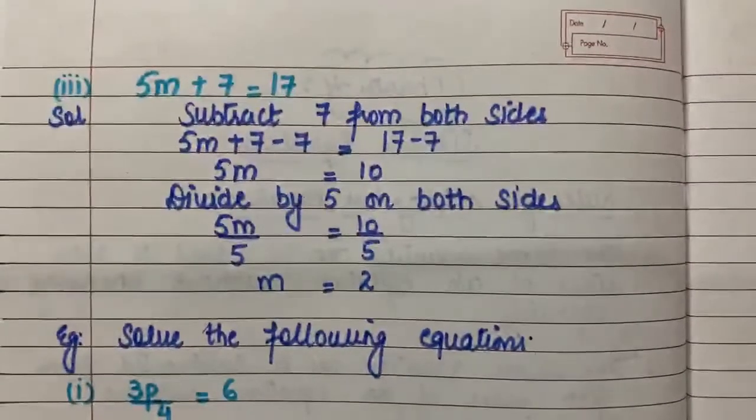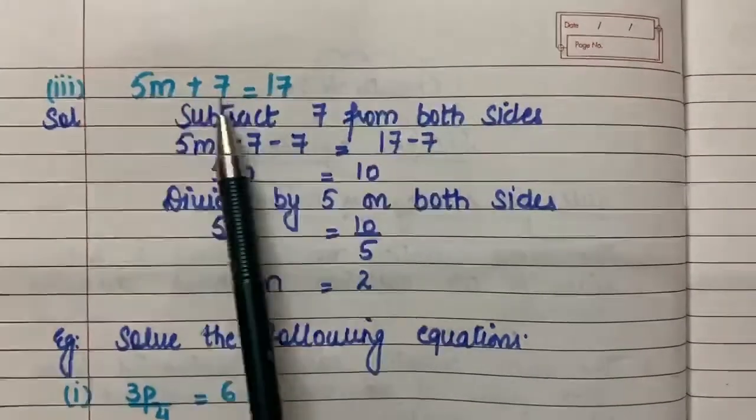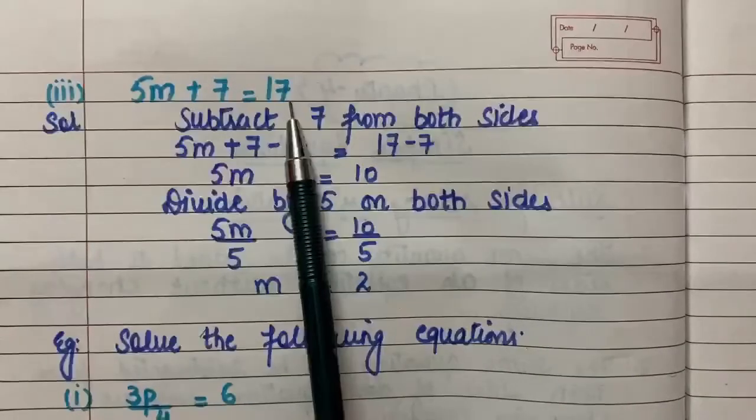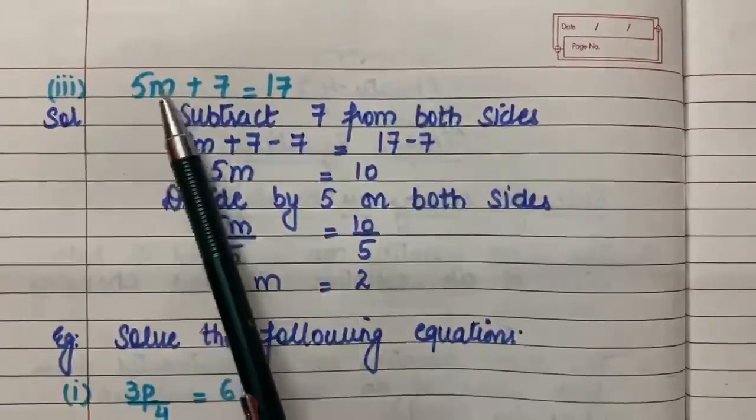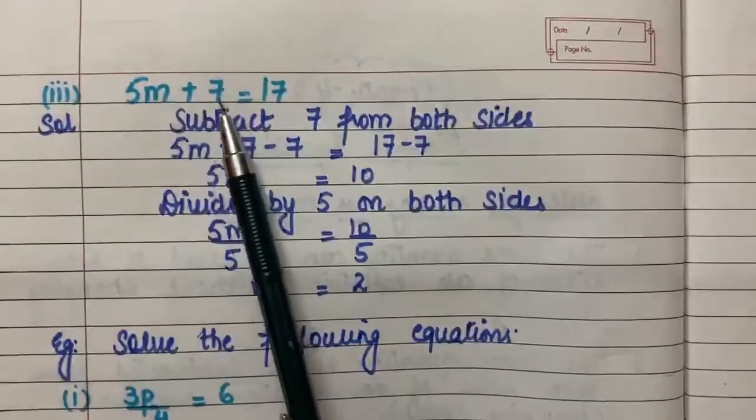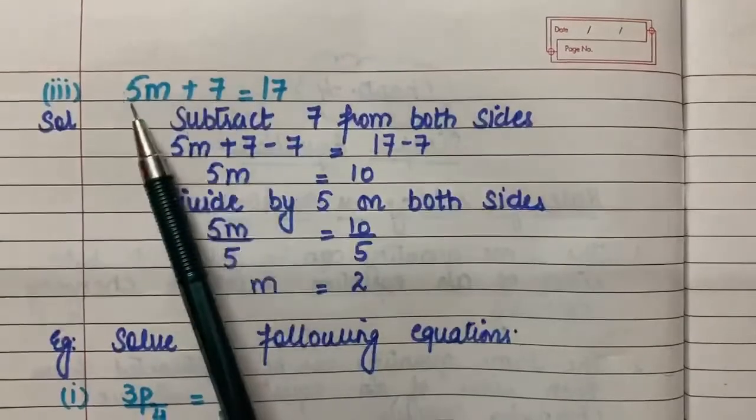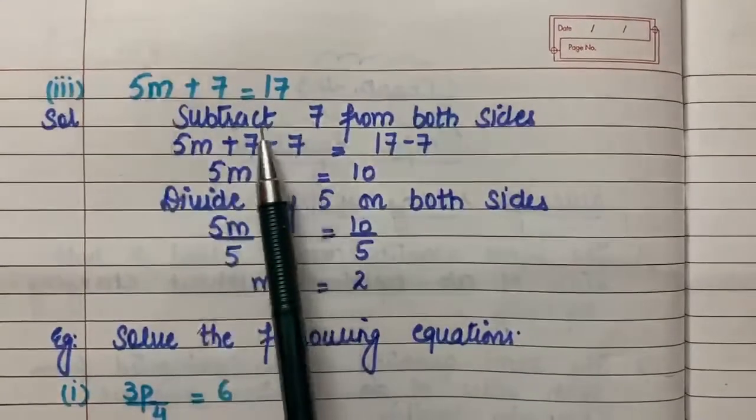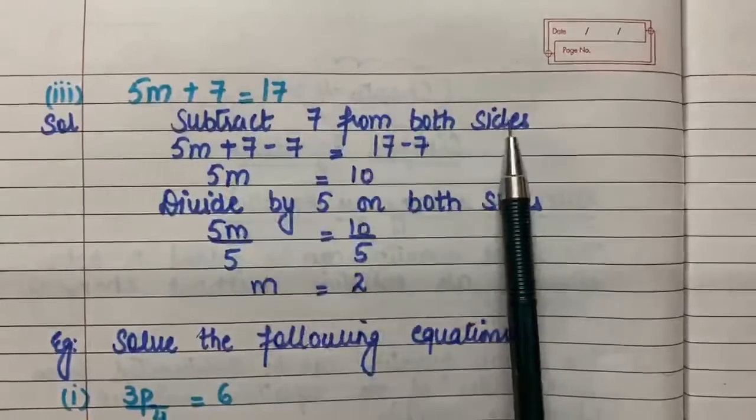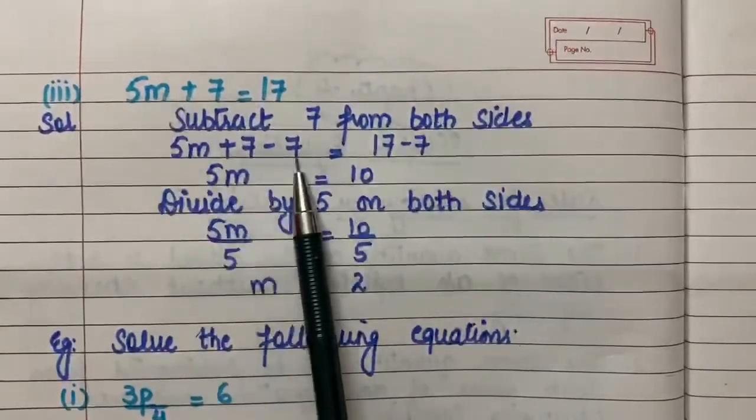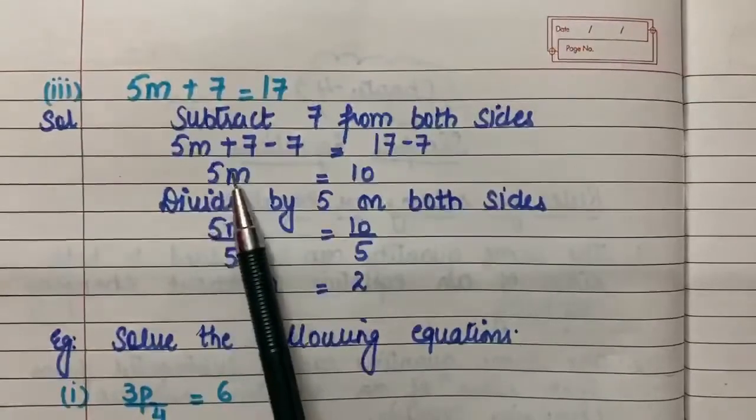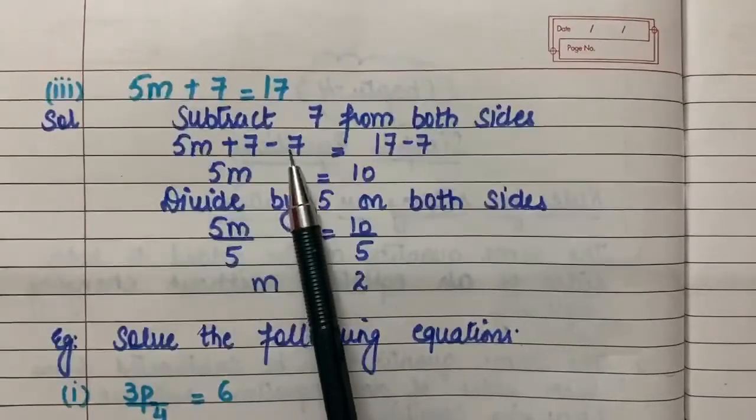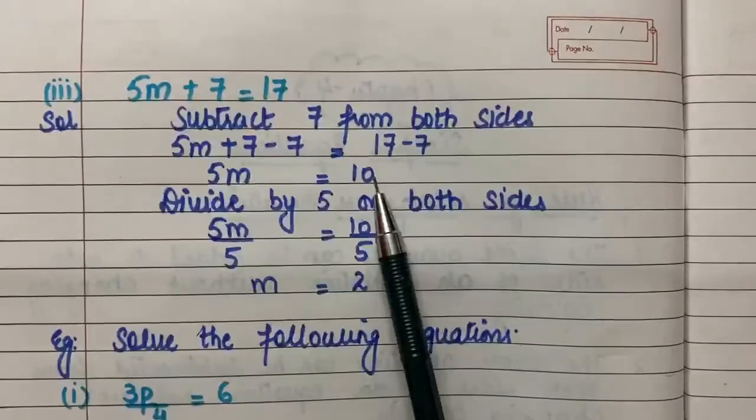So children, now we are going to discuss the next part, that is 5m plus 7 is equal to 17. Look here. m is the variable here, and in order to make m alone, we have to remove this 7 first of all, and then we have to remove this 5. So first of all, subtract 7 from both the sides. That means 5m plus 7 minus 7 is equal to 17 minus 7. So 5m as it is, plus 7 minus 7 will get cancelled. 17 minus 7 is equal to 10.